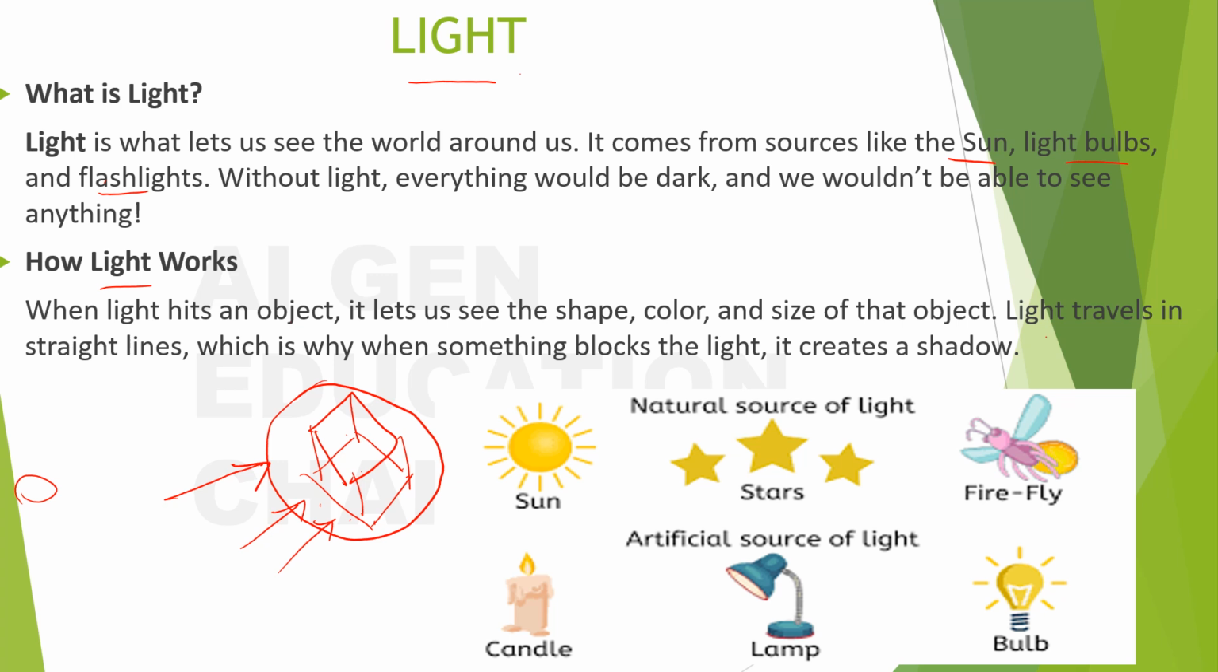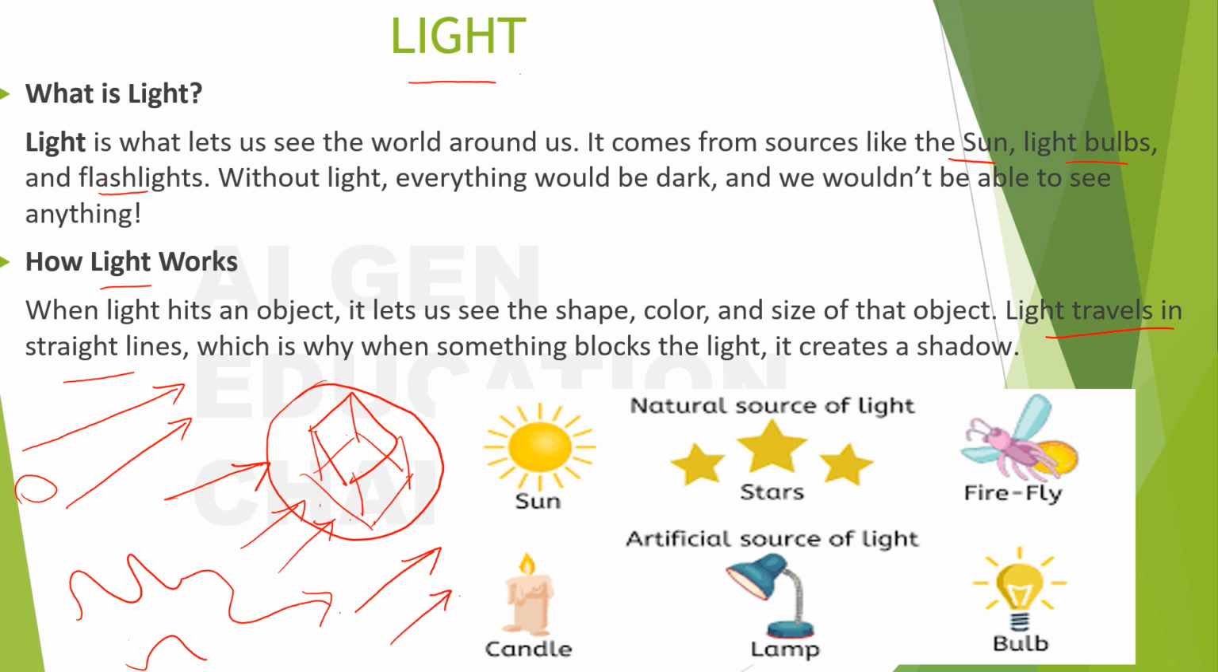Nice. Light travels in straight lines. How does it travel? In straight lines, always. It won't travel like this. It will never bend and travel and won't do anything like that. It will just always move in straight lines, which is why when something blocks the light, it creates a shadow.